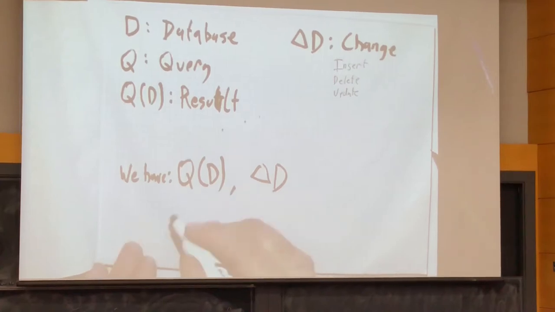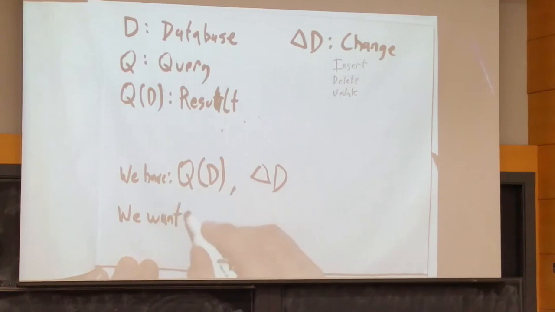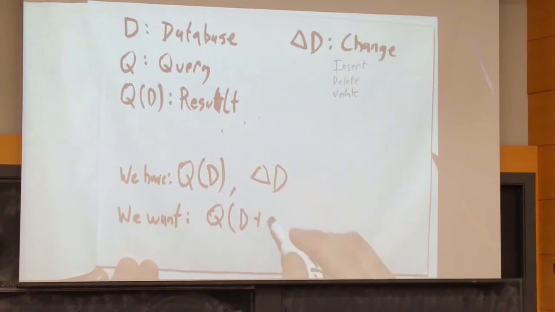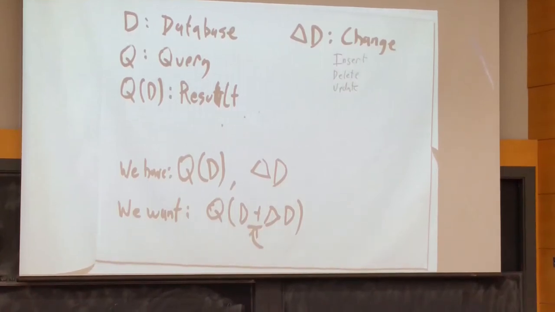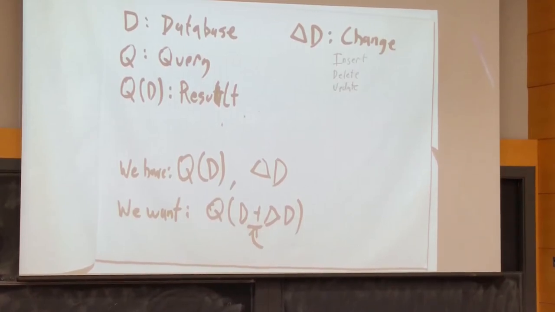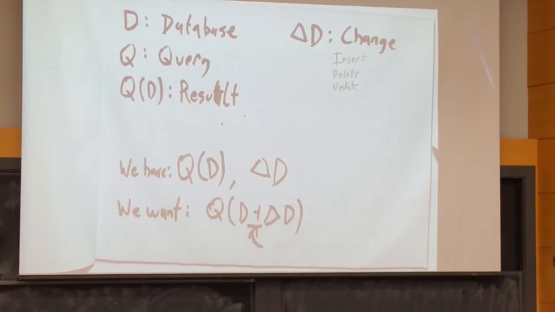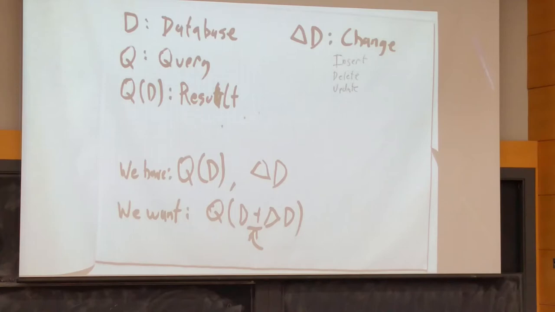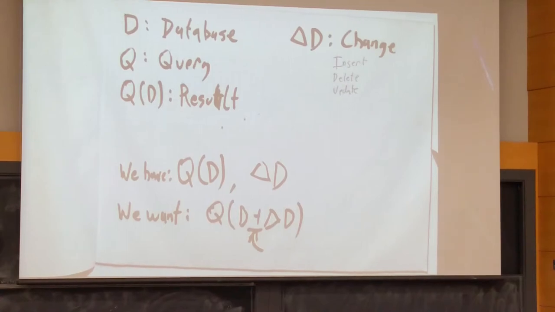And I'm going to use very informal notation here, but basically what we're looking for, what we want is Q of D with this change incorporated into it. Now I'm using plus because plus kind of conveys the basic idea, but I want you to think a little bit about how I would actually represent that plus, how I could actually encode this idea of taking a database and inserting a change into it.